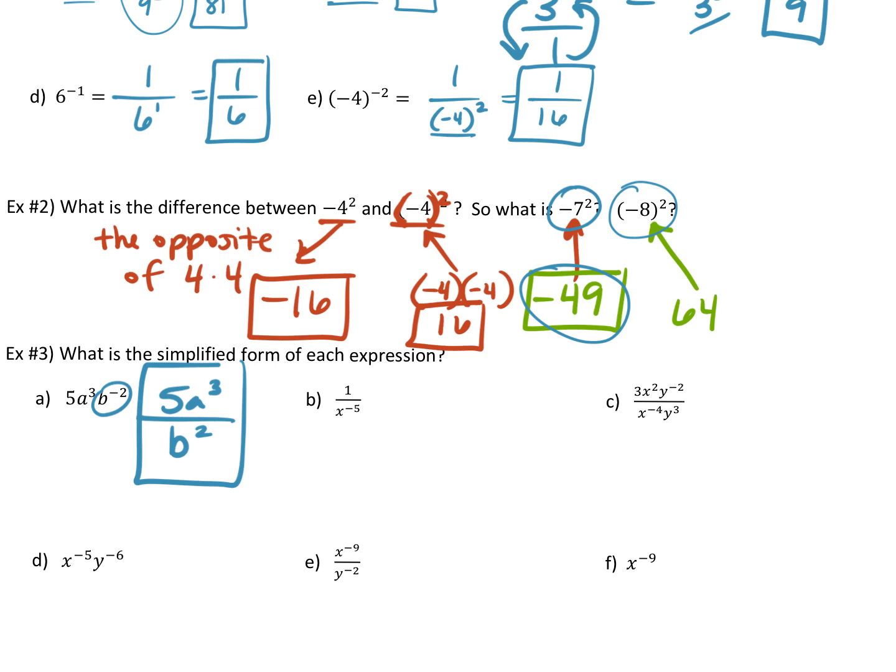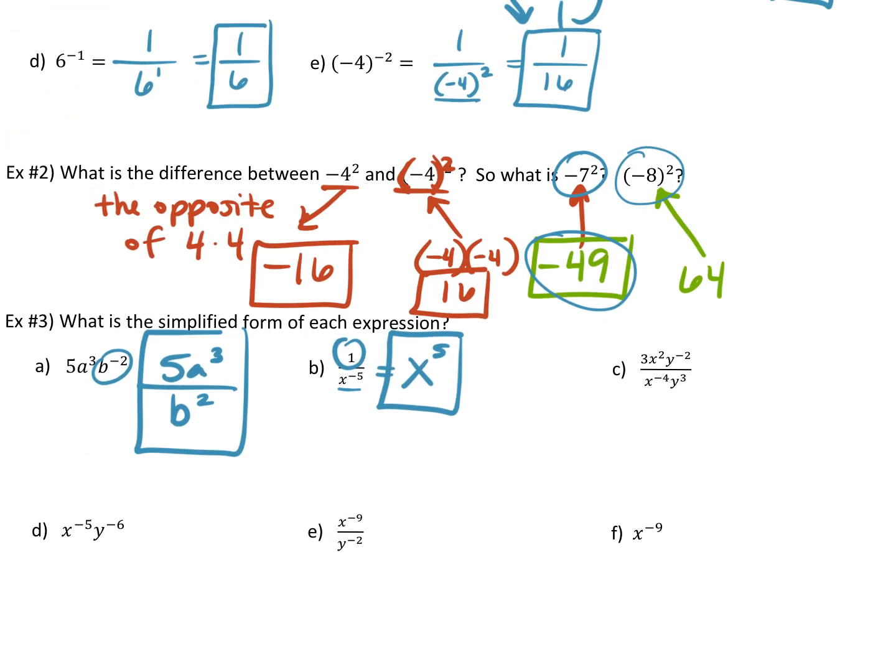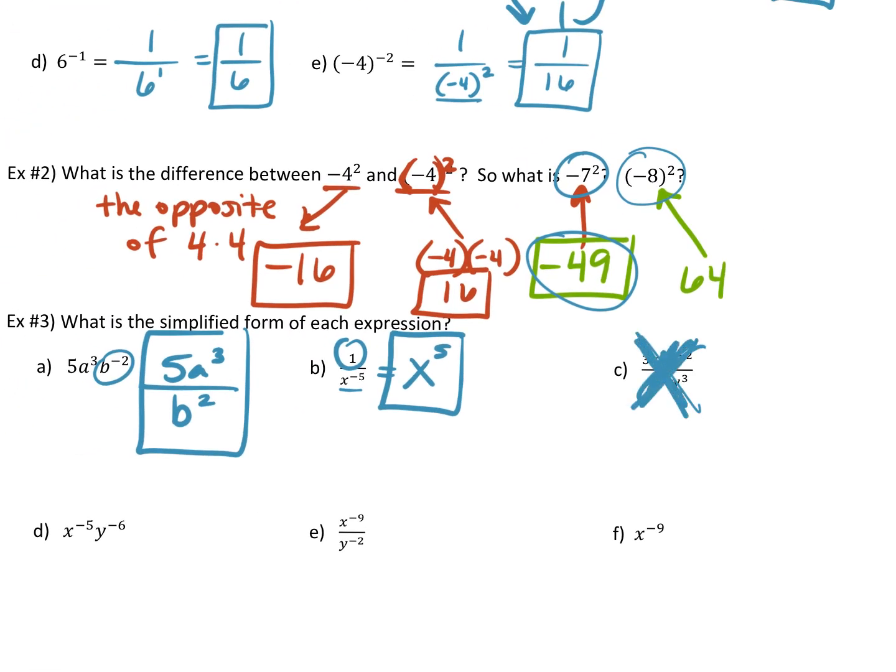Okay, now this one looks backwards from what we've been doing, but you do the same thing. If it's in the bottom, you're going to move it up to make it positive. If it's in the top, you're going to move it down to make it positive. So what does this simplify to? X to the fifth power, right? The 1 doesn't change. If it's over 1, that's fine. But you're not going to necessarily move the 1 unless it has a negative power associated with it, okay? It's just x to the fifth power. C we're going to skip because I haven't taught you one of the properties yet, so just scribble that one out.